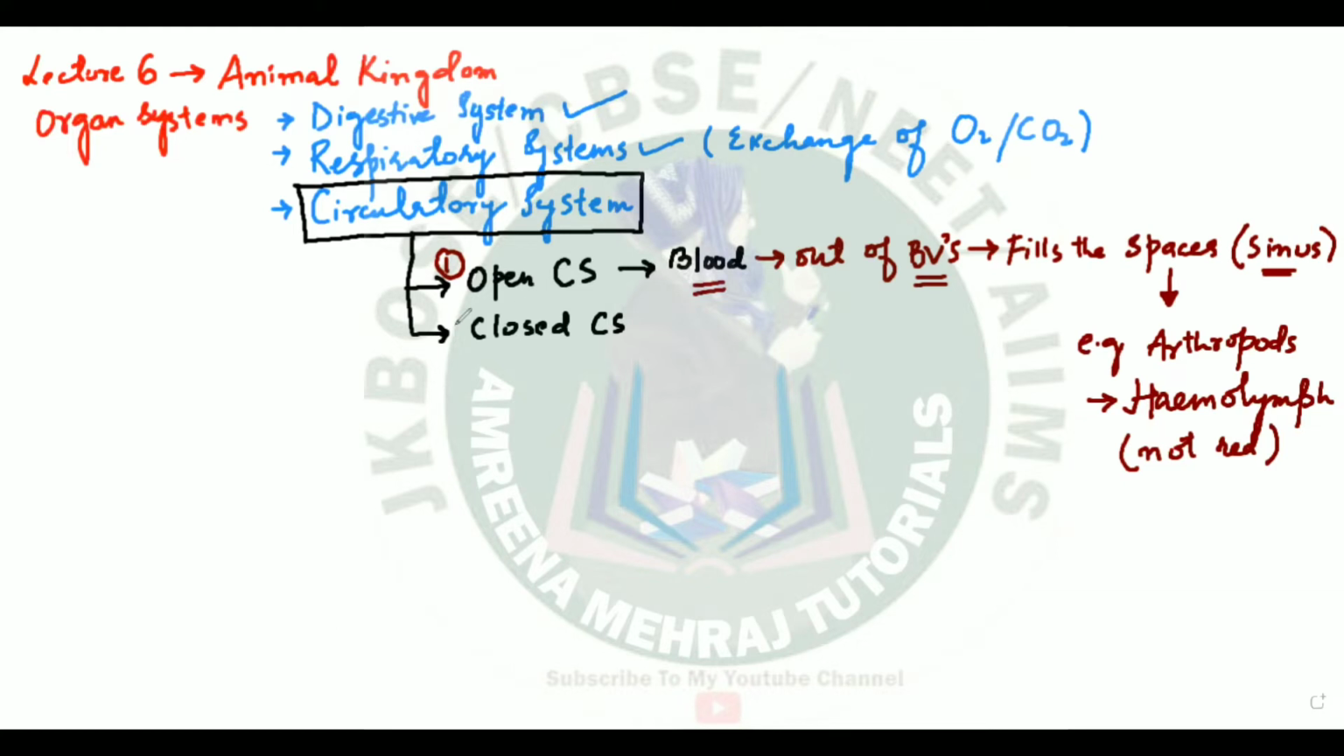But as far as the closed circulatory system is concerned, the second one, it is present in us also. That means mammals, not only mammals, all the vertebrates have a closed circulatory system.